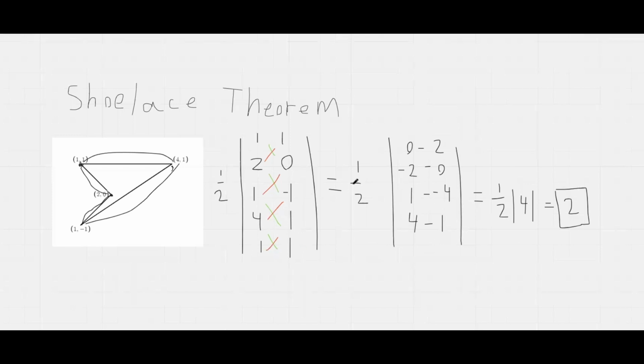So now we have 1/2 times the absolute value of all of this when we add it up. So when we add it up, we end up getting 4, and 1/2 times the absolute value of 4 is just 2. So the area of this entire polygon is just 2. So let's see another example.